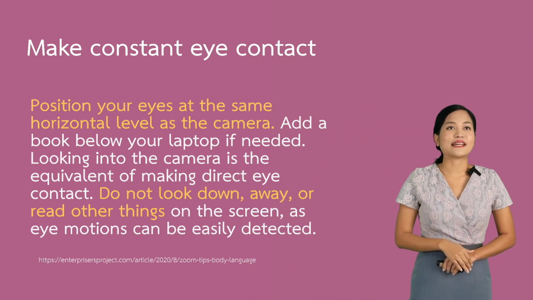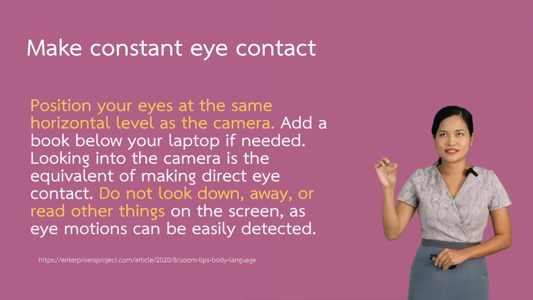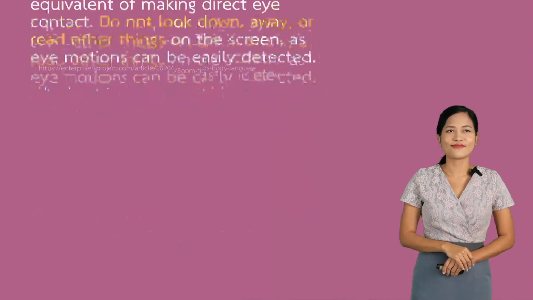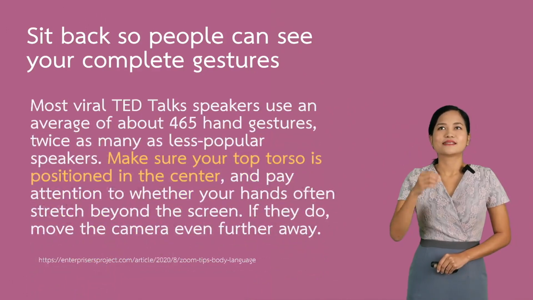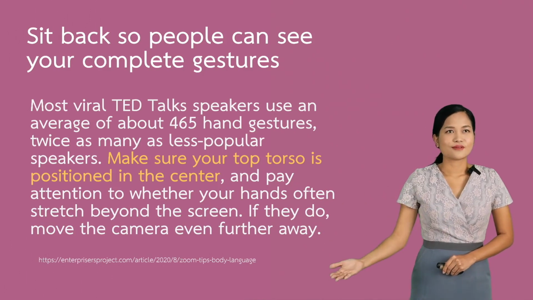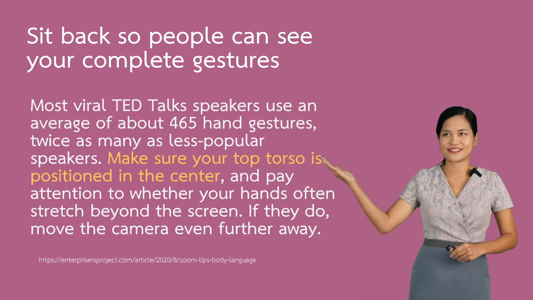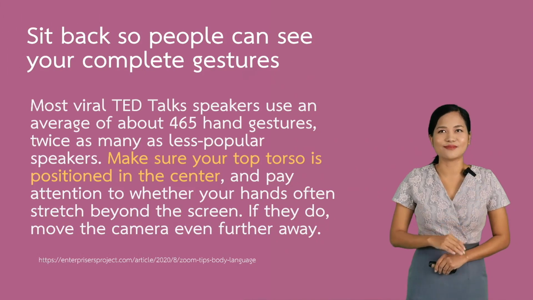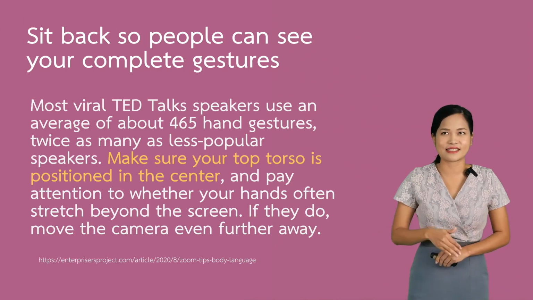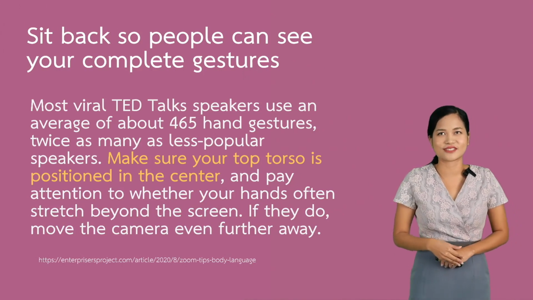First, make constant eye contact. So position your eyes at the same horizontal level as the camera. Okay, and do not look down or look away or read other things. Second, about sitting. Sit back so people can see your complete gestures. If you know TED Talks, most viral TED Talk speakers use an average of about 465 hand gestures, like this, for about 400 times. So make sure your top torso, like this, is positioned in the center, okay? And pay attention to whether your hands often stretch beyond the screen or not.